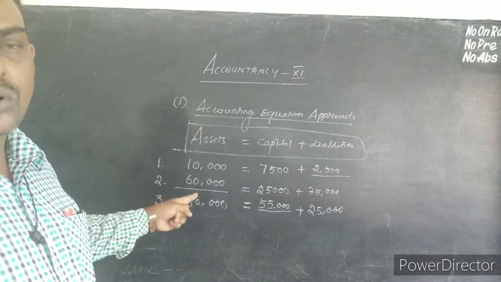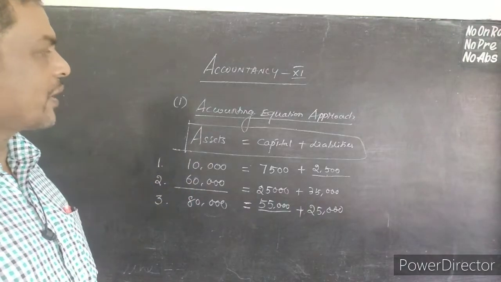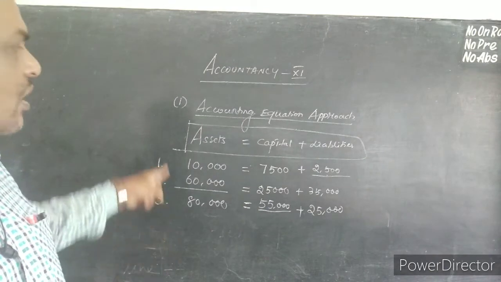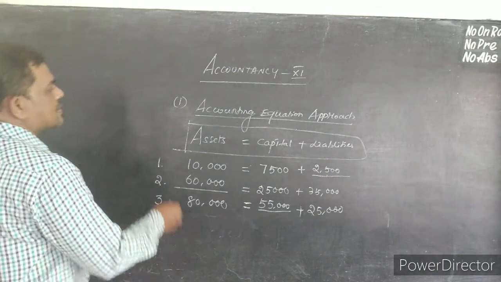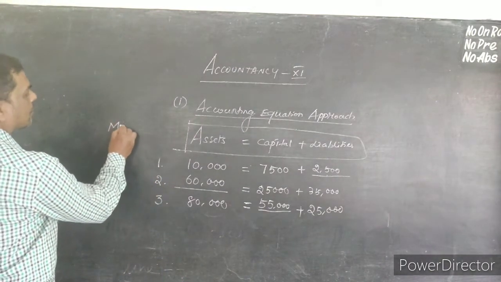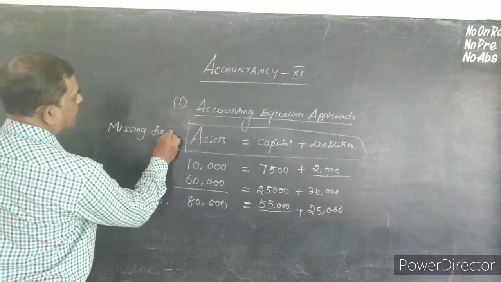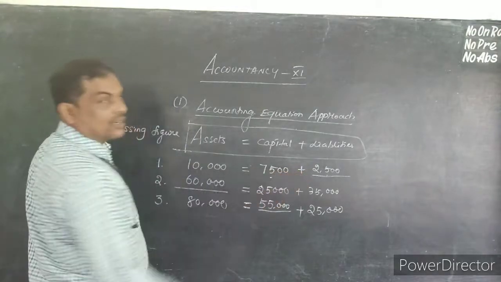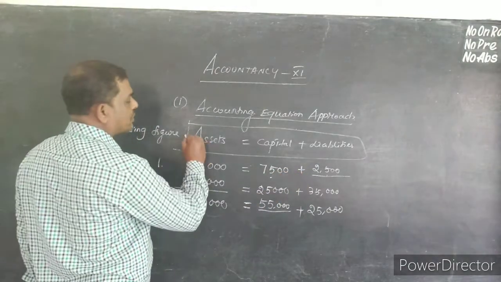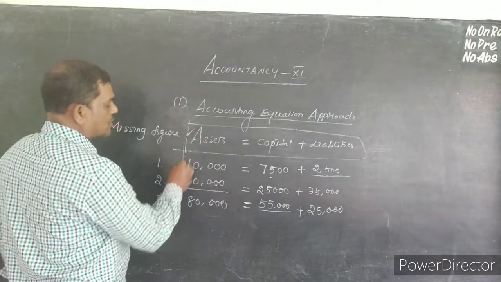At last I will tell you, this is the way you have to find the missing figure. The question is called a missing figure. Any one of the items they will not give, so you have to find it based on this formula.